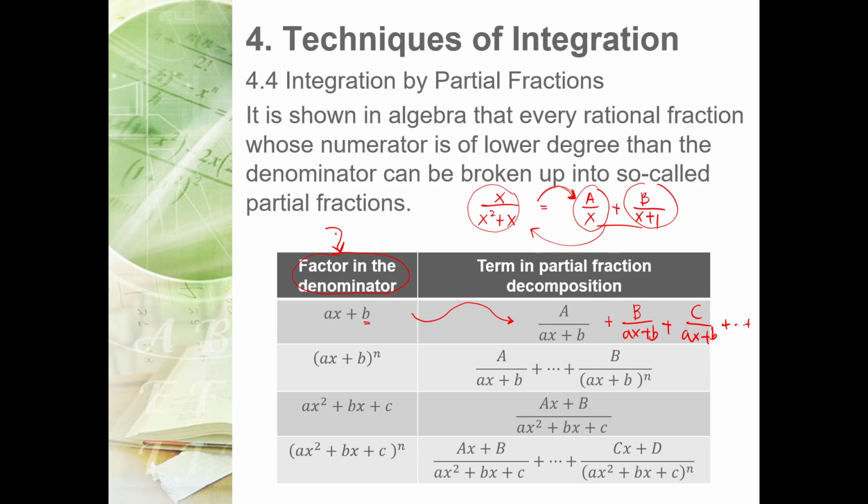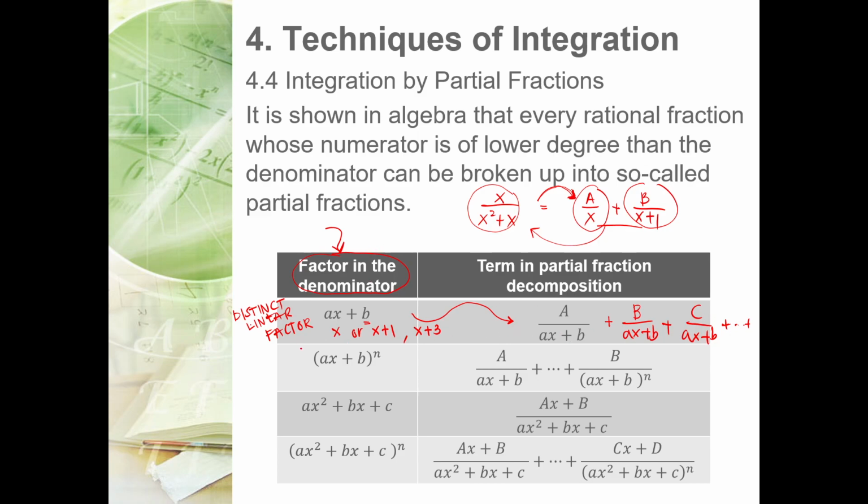So you're going to repeat this process because the first factor here is called distinct linear factor. Distinct means it's unique, it's different from the other factors that you have in the denominator. It's linear because it's raised to the power of 1. So examples of this are x, or x plus 1, or let's say x plus 3, as long as it's linear or raised to the power of 1. So you have a distinct linear factor.